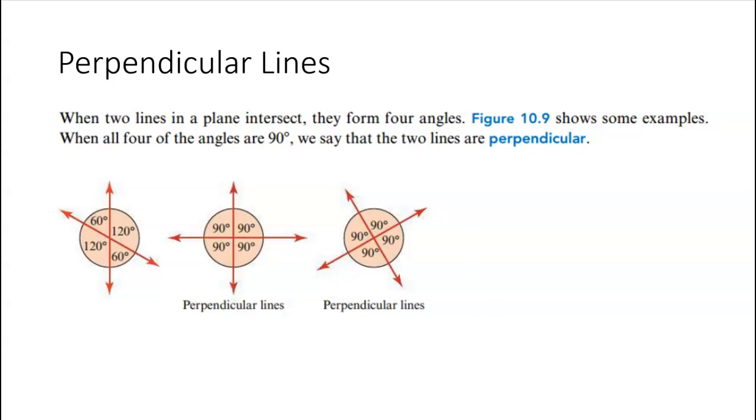As we continue in 10.1, our next vocabulary is perpendicular lines. When two lines meet in a plane, they form four angles. But when all four angles are 90 degrees, these are perpendicular. So this line and this line are perpendicular, this line and this line.